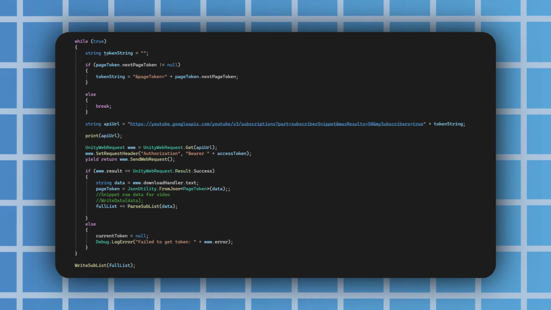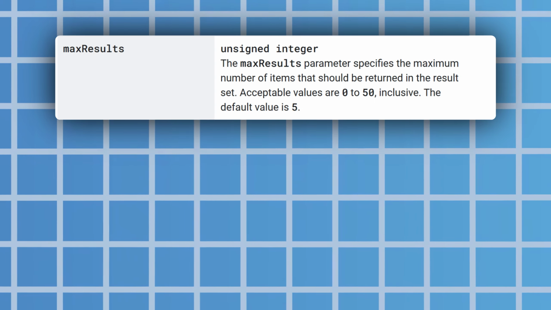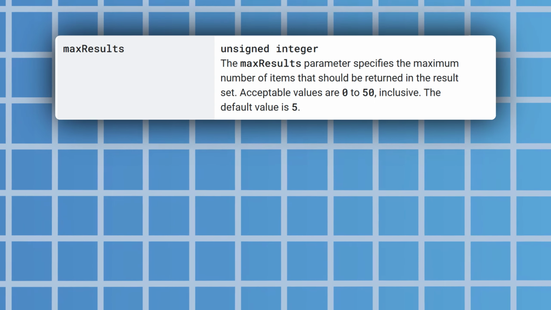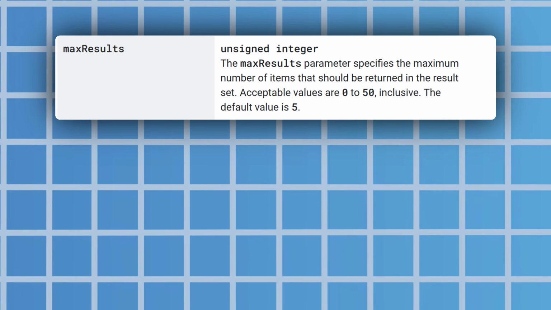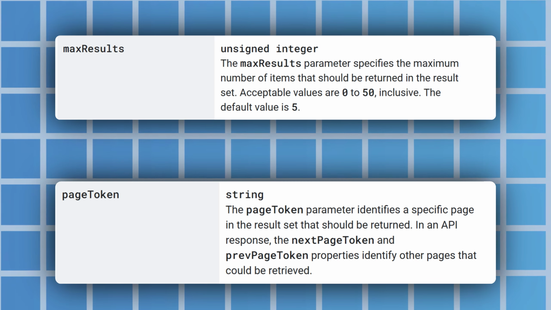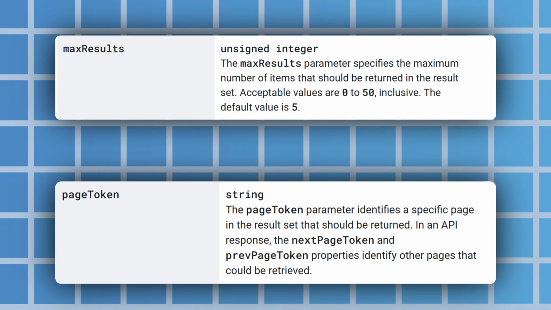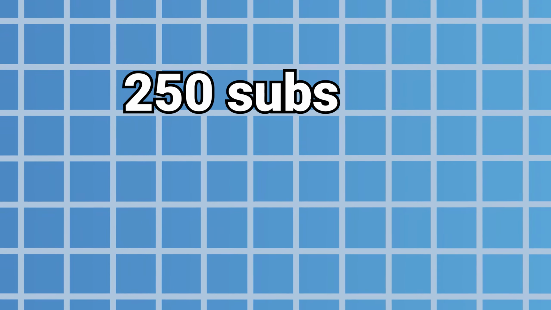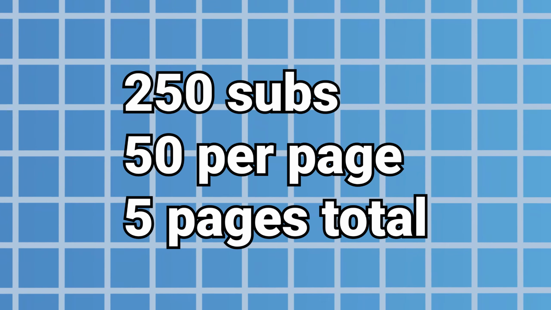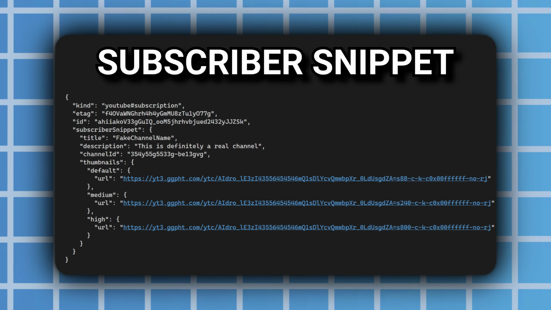the main part. When calling the subscriber snippet, it seems like you can only get 50 results at once, which is a full page, but if I repeat this step and get the next page token every time, I can go through the data all the way to the end. So for a list of say 250 subscribers, that loops through 5 times, and the result looks something like this.